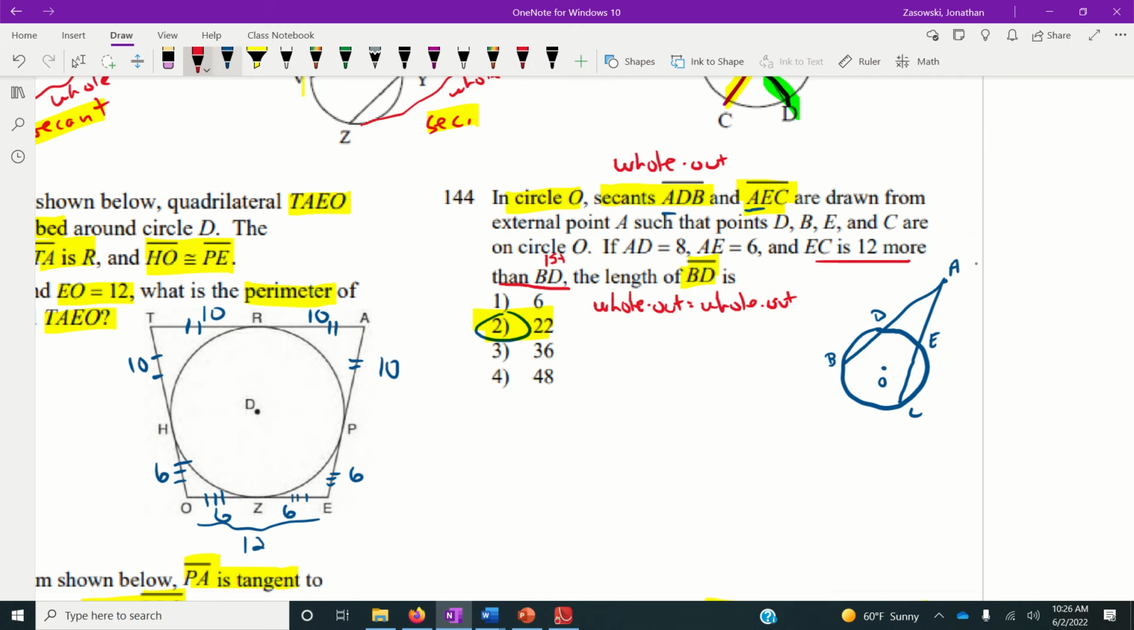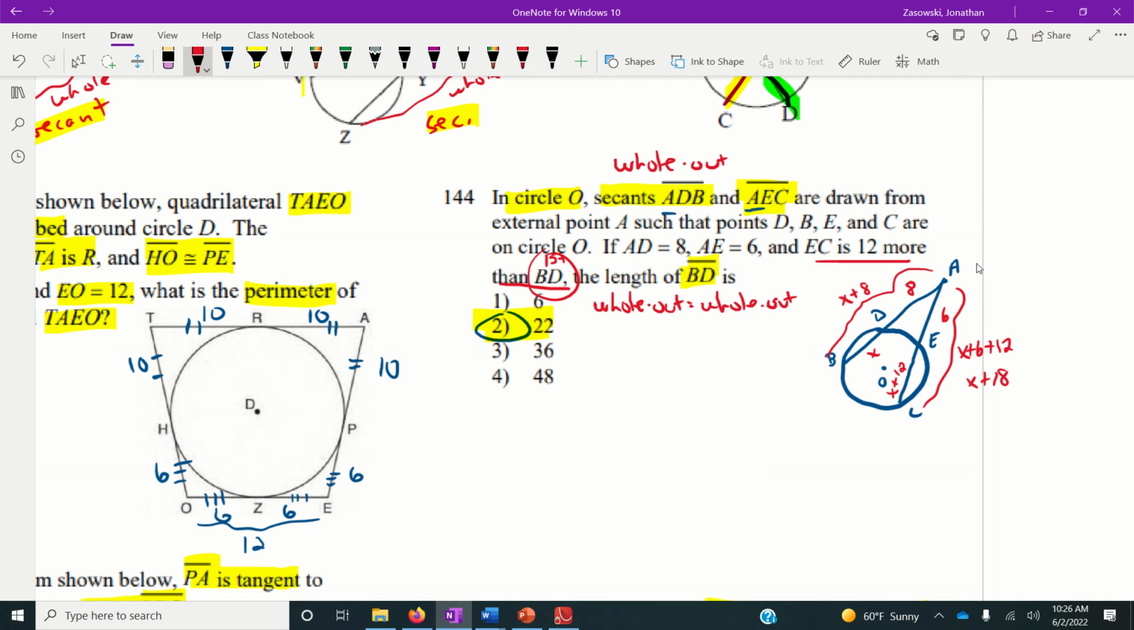So, AD is 8, and AE is 6, not drawn to scale, and EC is 12 more than BD. That means I need to know BD first, so I'm going to call that x. Then this line is going to be x plus 12. When we do whole times outside, we need to know what the whole length is, and we add that together. So x plus 8 for the whole, and this line is x plus 6 plus 12, right? x plus 12 plus 6, which is really just x plus 18.